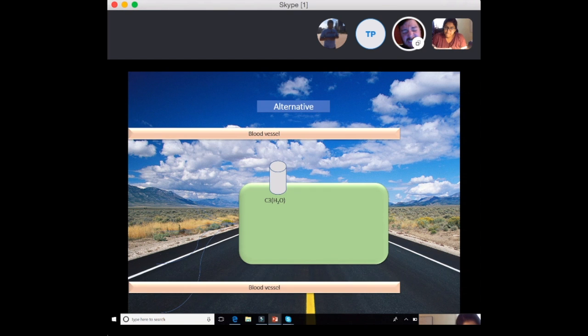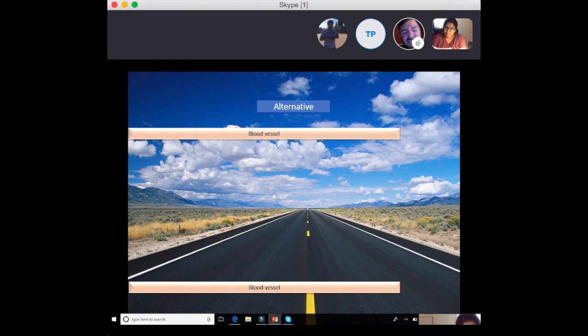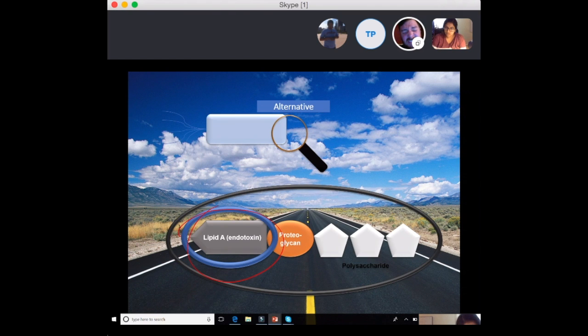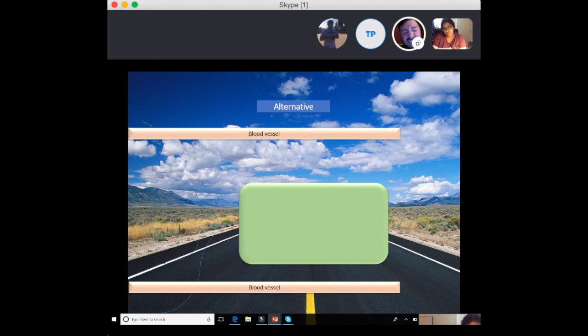So if this is the cell surface here, we have this lipid A endotoxin that's going to be right on the cell surface. So this guy has the endotoxin on it, which attracts C3, and then we're going to have a very similar pathway once we get to this complex. This has a lot of B's, and you just remember that bacteria causes the BB complex pathway, although I highly doubt that's something that specifically gets tested.